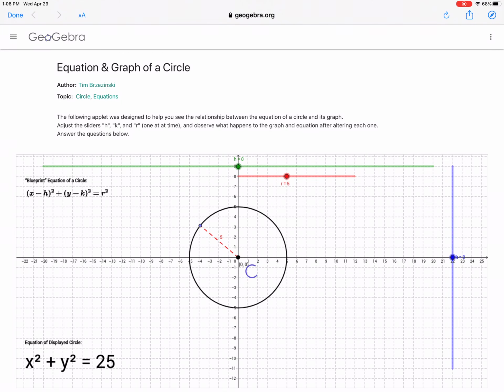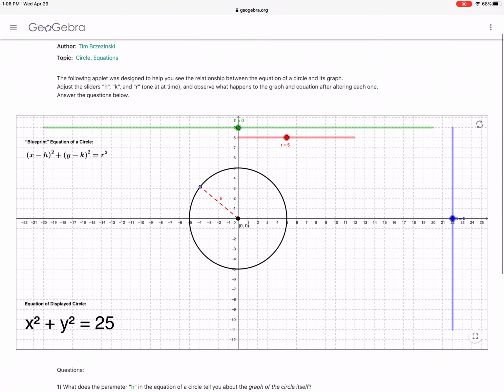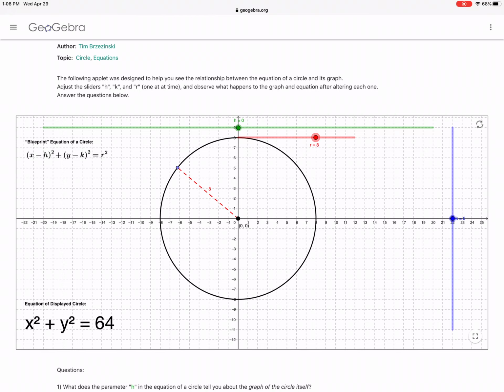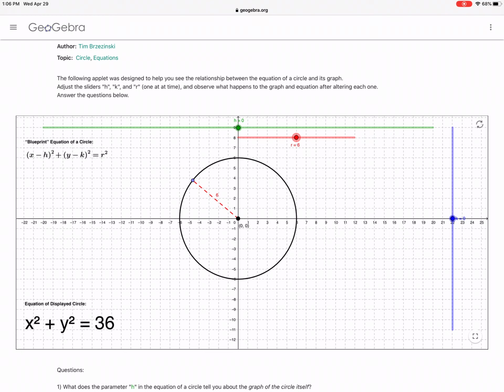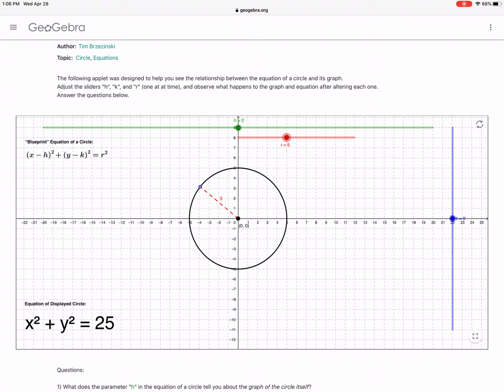Okay, so play with this a little and watch. Right now, while the center's at the origin, you see the equation on the bottom left, x squared plus y squared equals 25. So we know what happens when you change the radius bigger, just the number that it's equal to is going to change.